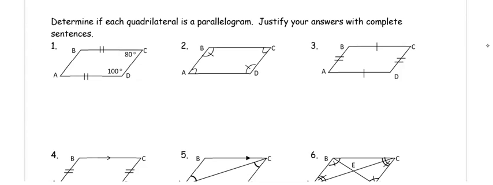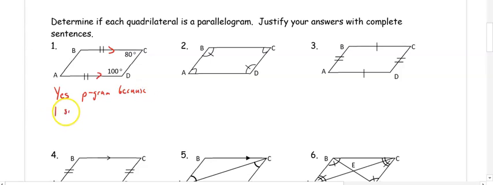So right now we know that BC is congruent to AD. If we look at these angles, because they are same side interior angles that are supplementary, that makes the bases parallel. So in this case, yes, this is a parallelogram because one set of opposite sides is both parallel and congruent.